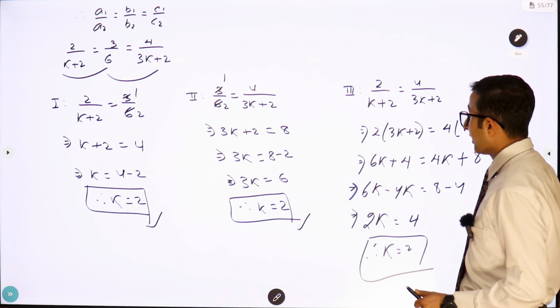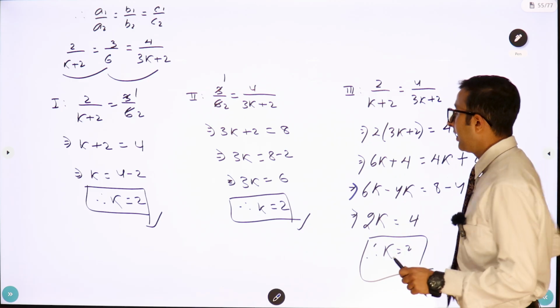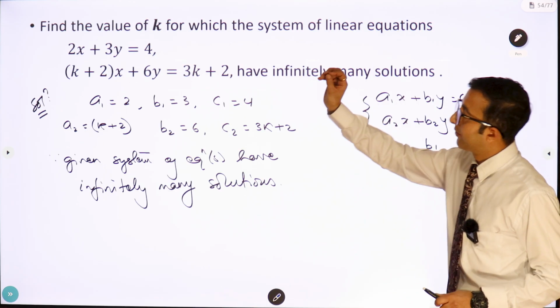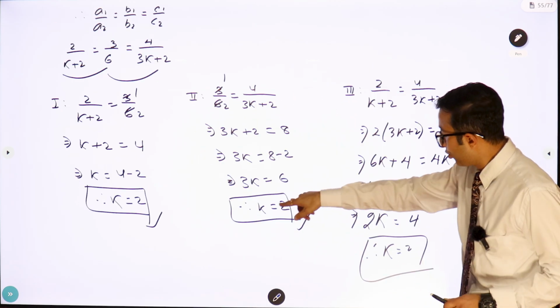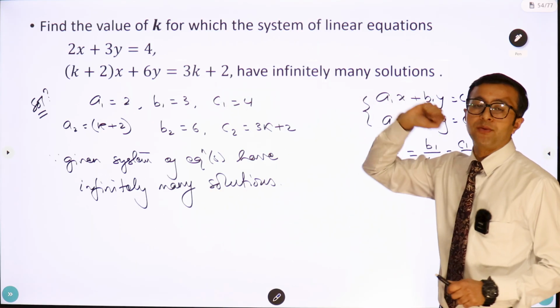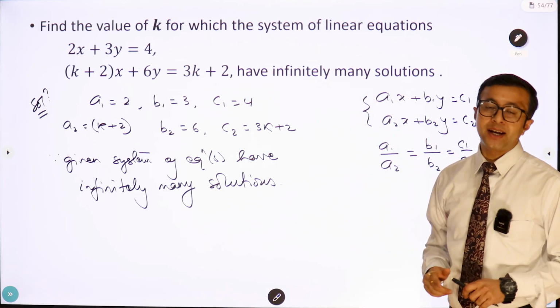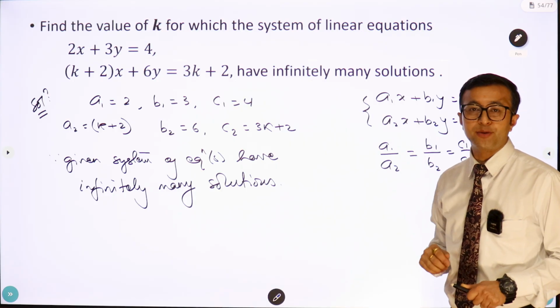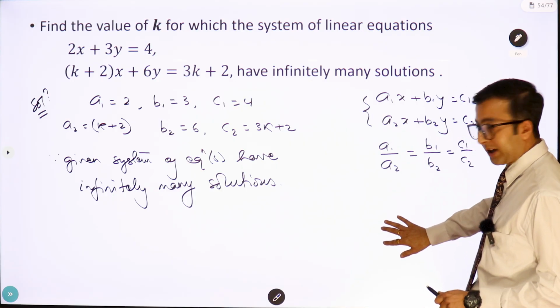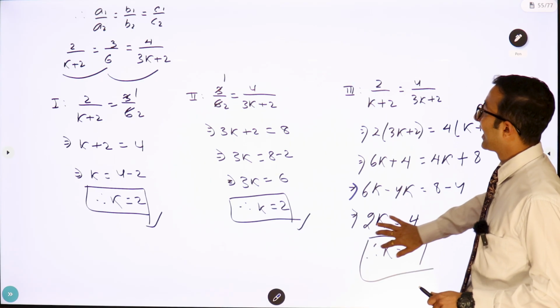So the solution is that when the value of k is 2, the system of equations will have infinitely many solutions, or these equations will represent what type of lines? Coincident lines.